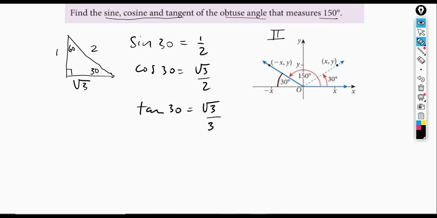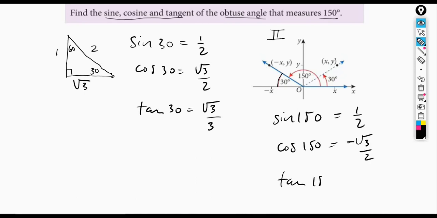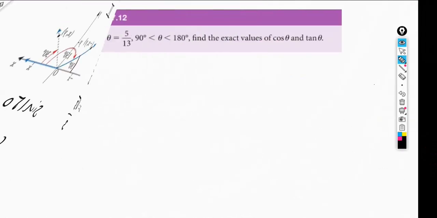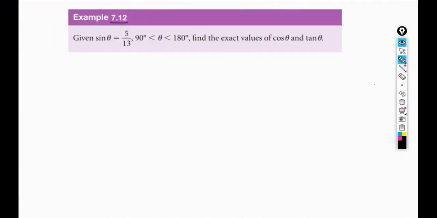Therefore, we can conclude that sine of 150 is going to be the same as sine of 30, which is 1/2. Cosine of 150 would be negative square root of 3 over 2, and then tangent of 150 would also be negative, but negative square root of 3 over 3. We continue with example 7.12.